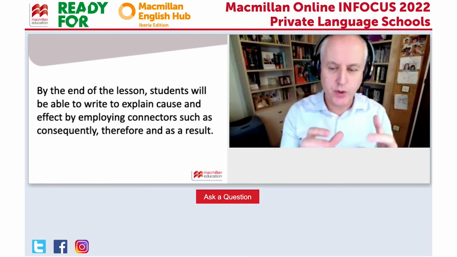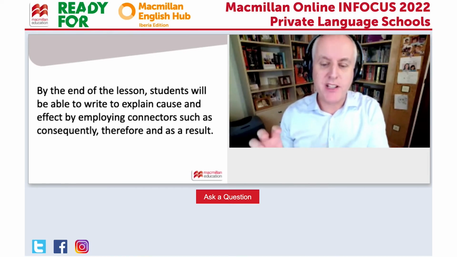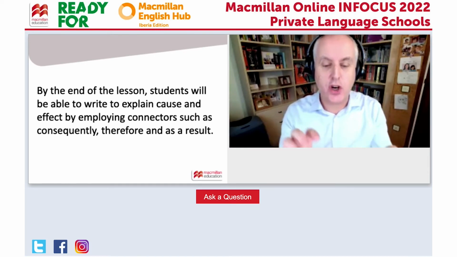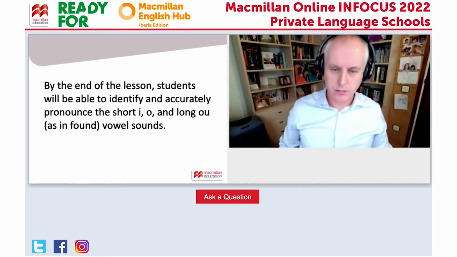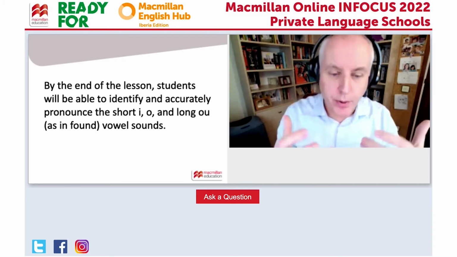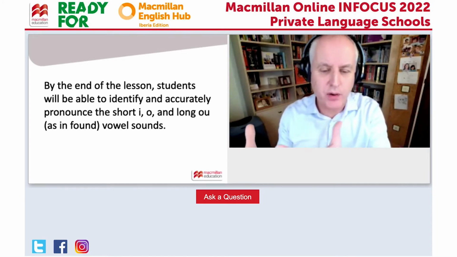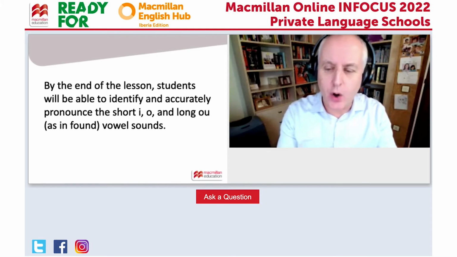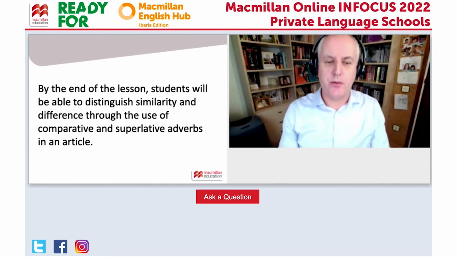Okay, we can move on to another one: students will be able to write and explain cause and effect by employing connectors such as consequently, therefore, and as a result. Another one on pronunciation: by the end of the lesson, students will be able to accurately pronounce the short I-O and long O-U vowel sounds, such as in found.